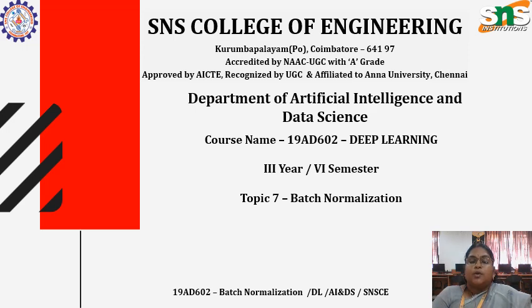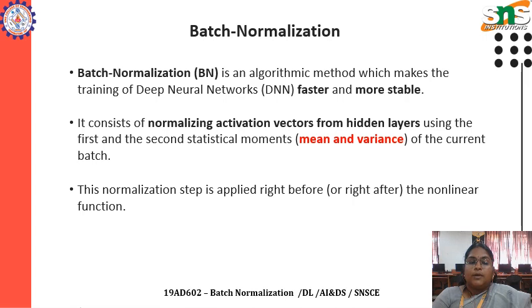Today, I am going to explain the concept of batch normalization in deep learning. In short, we will call it BN. Batch normalization is an algorithmic method mainly used in deep neural networks. This normalization network is very fast and it is more stable.